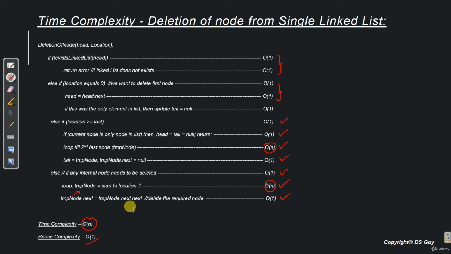So with this we come to the end of this video. In this video we have learnt how to delete a node from a single linked list, what the algorithm looks like, and what the time and space complexity of this algorithm is. Now in the next video let's talk about how to delete the entire single linked list.